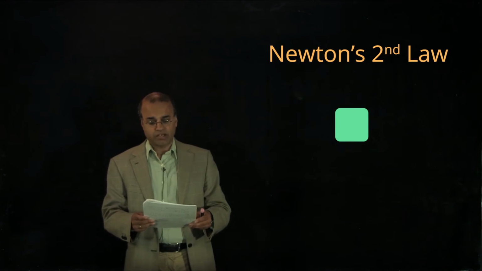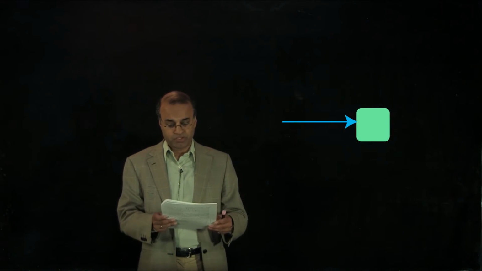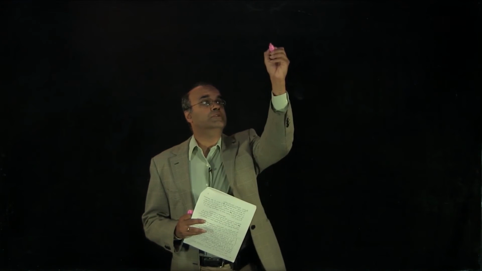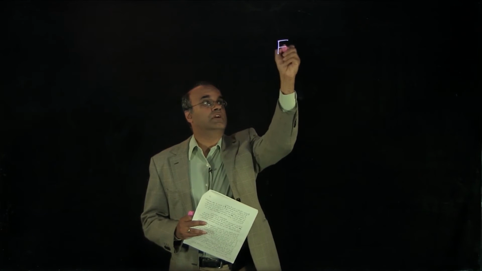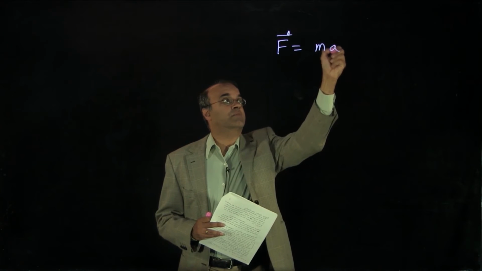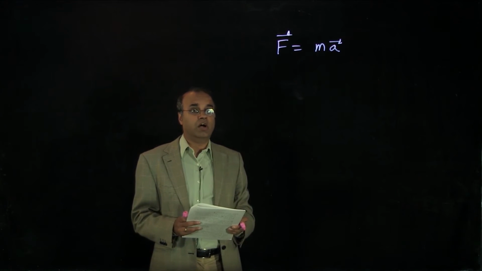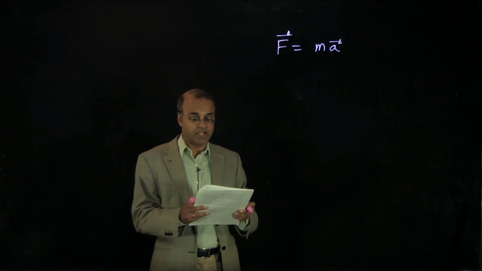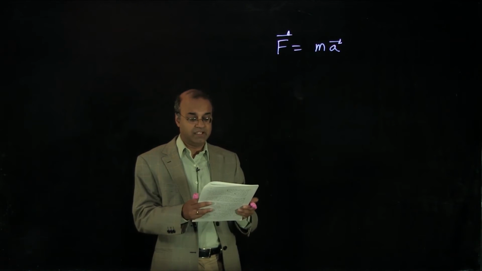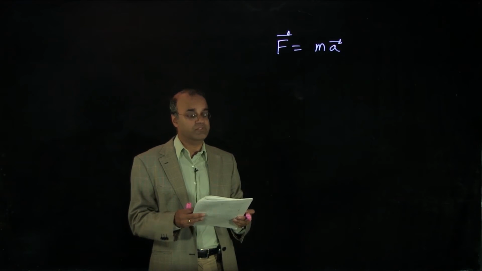What if the body is not isolated? If a force acts on a body, then it will accelerate in proportion to that force. In particular, for a point-like constant mass, Newton's second law tells us that the vector force is equal to the mass times the vector acceleration. So in other words, the acceleration caused by a force is proportional to that force, and the constant of proportionality is the mass. Now there are two important points I want to make about Newton's second law.